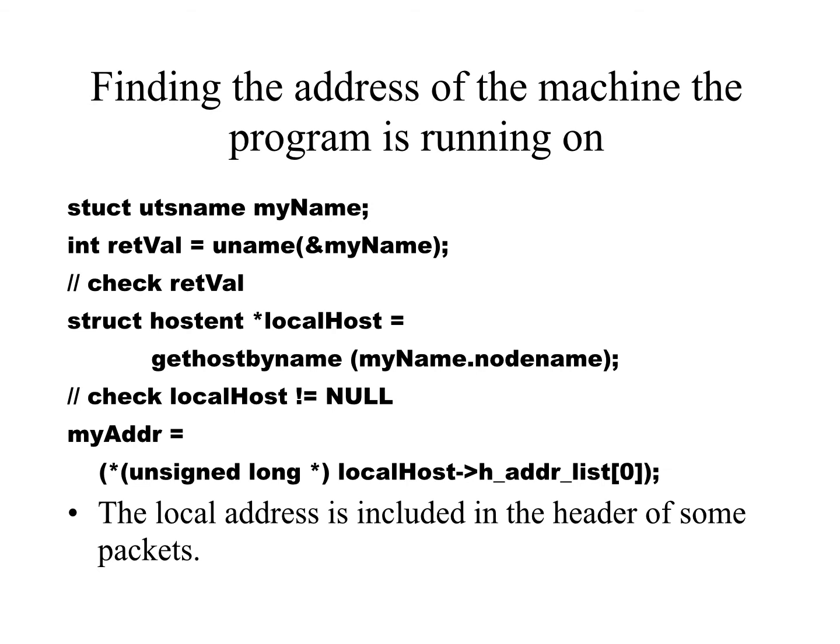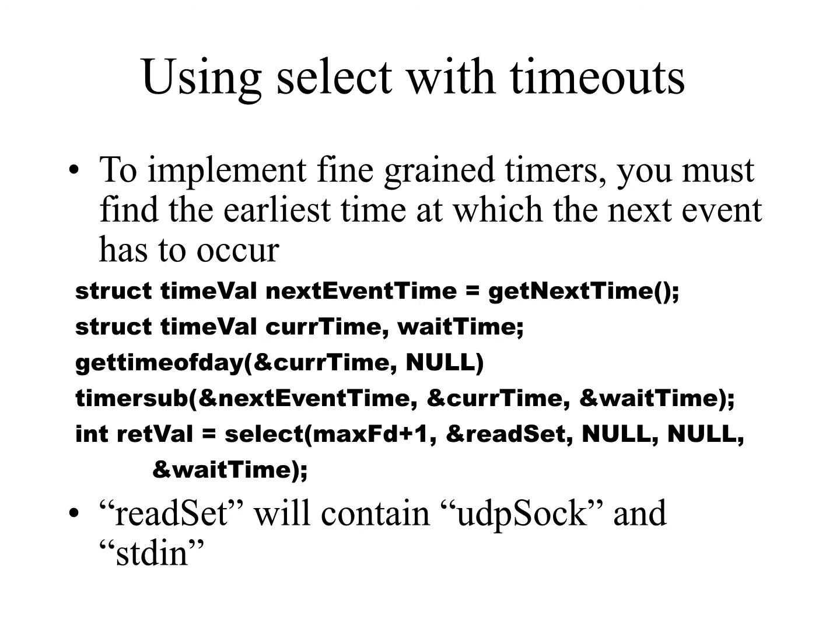Now when we need to find the address of the machine the program is running on, we can use these lines of code. The local address is included in the header of some packets. Now moving on, how we can use select with timeout. To implement fine-grained timers, we must find the earliest time at which the next event has to occur. So we call the select function, store the result in the retval variable, and wait for the wait time variable.